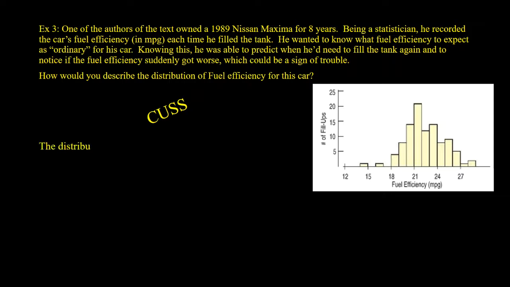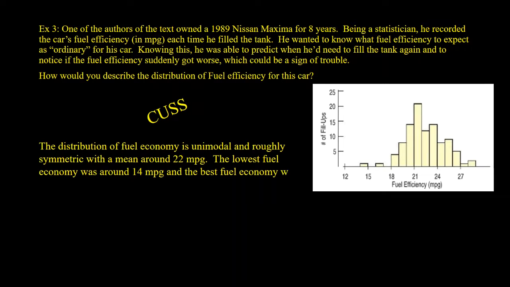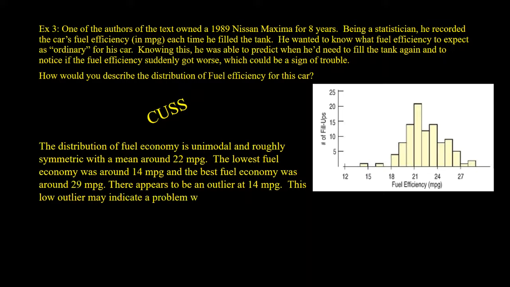The distribution of fuel economy is unimodal and roughly symmetric, with a mean around 22 miles per gallon. The lowest fuel economy was 14 miles per gallon, and the best fuel economy was around 29 miles per gallon. There appears to be an outlier at 14 miles per gallon. This low outlier may indicate a problem with the car.